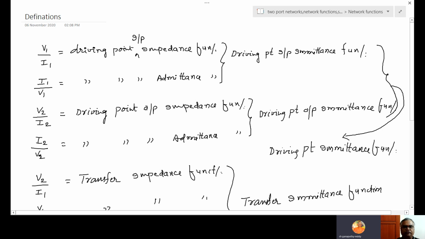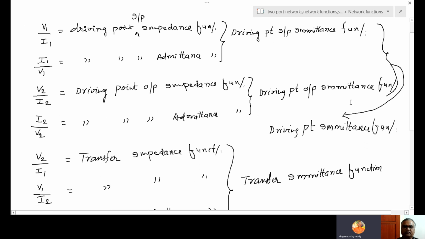V2 by I2 is the driving point output impedance function. I2 by V2 is the driving point output admittance function. Together, it is a driving point output immittance function. So driving point input immittance and driving point output immittance together are a driving point immittance function.